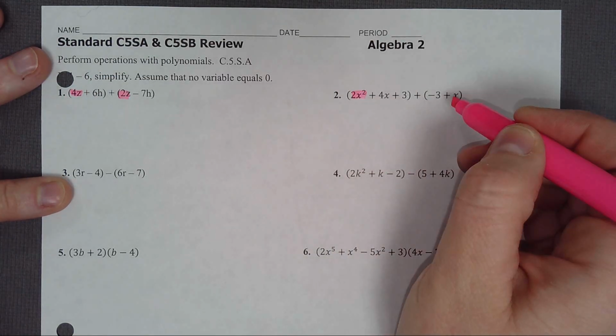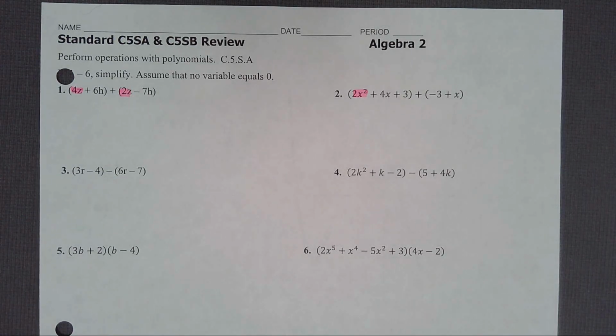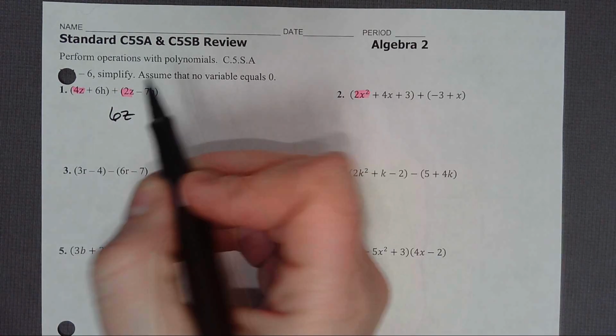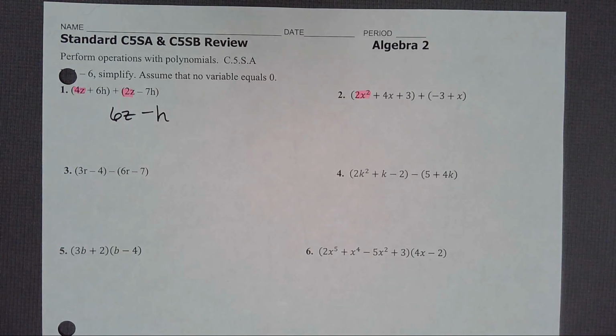So for example, in the first one, z's go with z's, h's go with h's. So this answer would be 4z plus 2z, which is 6z. And then 6h plus a negative 7h would be just a minus h.